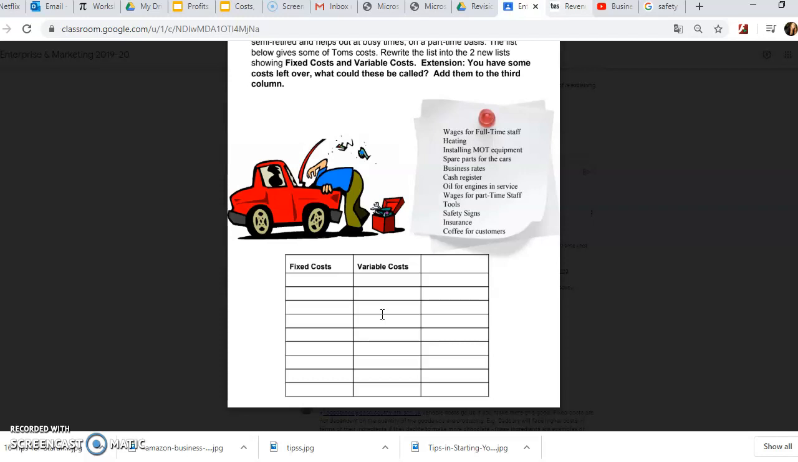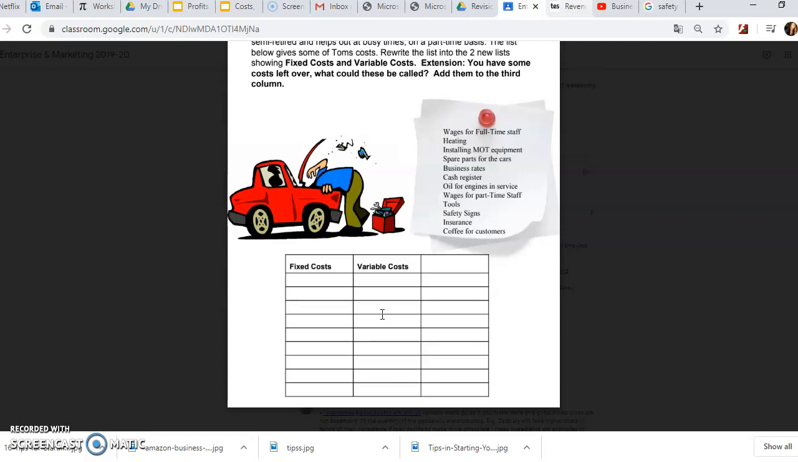Tools, I would say, would maybe also count as a variable cost because if you only have maybe one type of tool, so no, sorry, if you have more and more of the same tool, that could depend on how many people are asking you to provide the service. So I would say that could depend on the amount of production. Safety signs, of course, do not depend on the amount produced, so they would be fixed costs. Insurance would also count as a fixed cost because it doesn't depend on production.